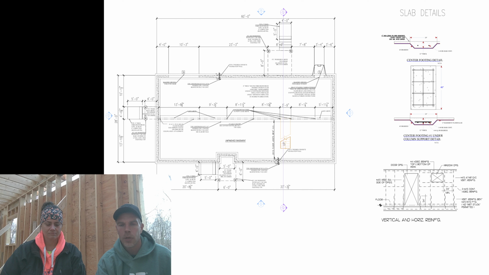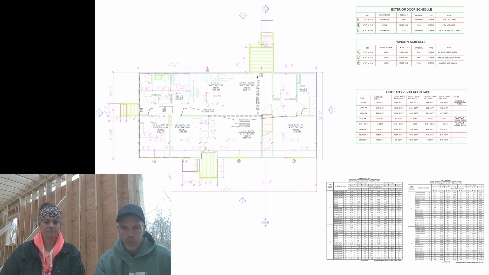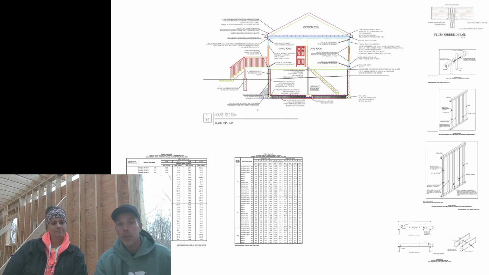So then we did what they call a builder's set of plans. It includes your elevations, your floor plans, your foundation plan, section view, and a few things like that. And that kind of tells you how the house is built, what size it is, where the rooms are, where the windows are, where the doors are. And then also a lot of the structural details for the foundation, for the framing.